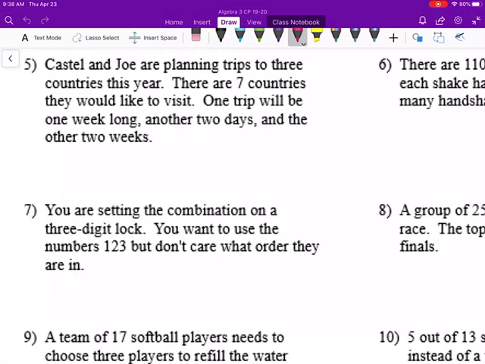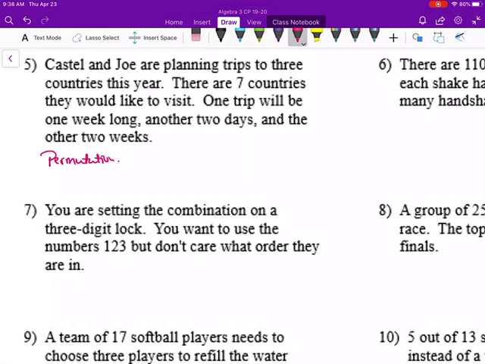Okay, so for 5 and 6, the first thing you want to do is figure out if it's a permutation or a combination. In number 5, if he was just going to 3 countries and there were 7 to choose from, that would be a combination. But because the one trip is 1 week long, another is 2 days long, another is 2 weeks, since they're all different lengths of time, the order does matter, which makes it a permutation. So that's how we knew this one was going to be a permutation.